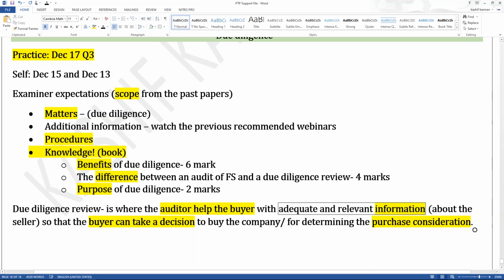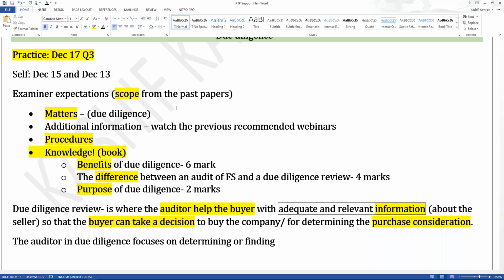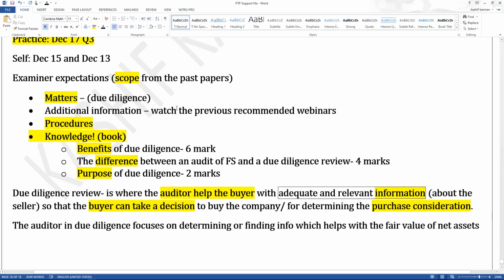The second thing you should know about due diligence is that the auditor focuses on determining or finding information which helps with the fair value of net assets. Do you believe that when there is an acquisition of a company, the fair value of net assets is very important? Because from the purchase consideration, if you minus the fair value of net assets, what do you get?